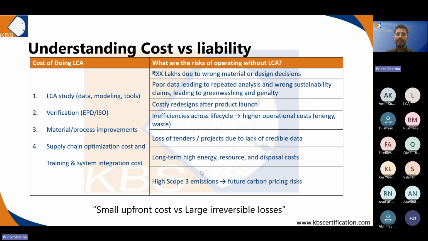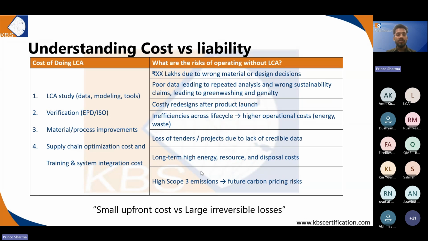But what you will be getting in return, or what you will be facing if you are not putting that much investment in that. This is a very small investment compared to what you face if you have not accepted the life cycle assessment, EPDs, or sustainability in your product development. You will be spending lakhs due to wrong material or design choices during the whole life cycle of the product until the time when you are selling that. Then poor data leading to repeated analysis and wrong sustainability claims.